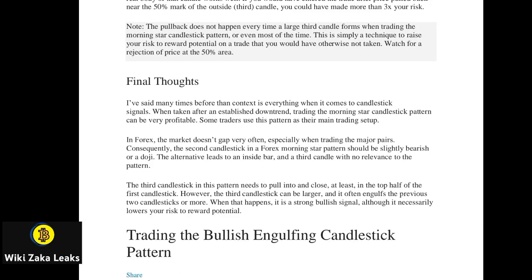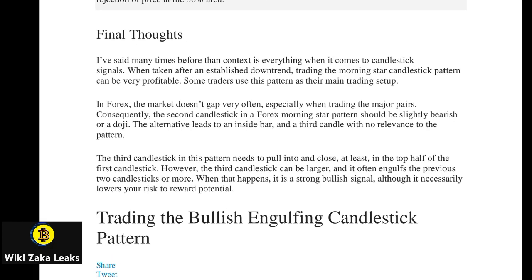You will see the final thought. I have said many times before that context is really everything when it comes to candlestick signals. When taken after an established downtrend, trading the morning star candlestick pattern can be very profitable. Some traders use this pattern as their main trading setup.